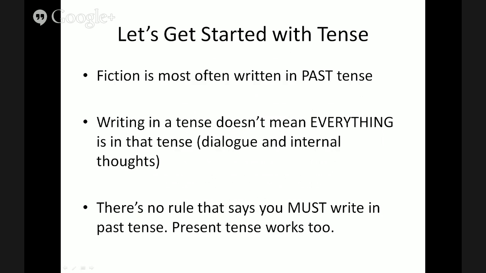And if you are writing in a specific tense, that doesn't mean everything is in that tense. If you're writing in past tense, you'll find that you have dialogue and maybe even internal thoughts that are going to have to be in present tense or future tense. And then if you're writing in past tense, you might have to refer to something that happened earlier in the past, so you'll use past tense. So you're never really locked into a tense where it's all in the same tense.